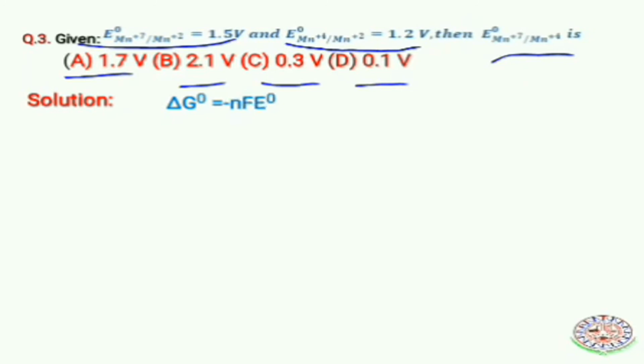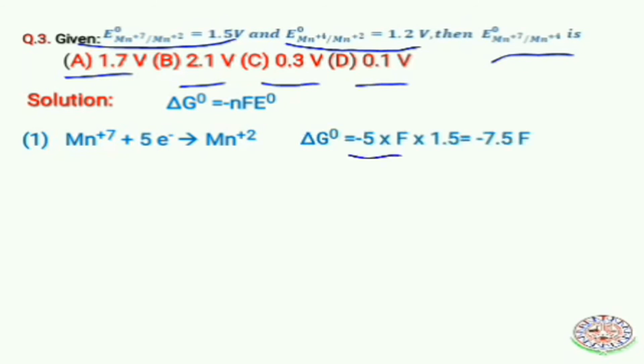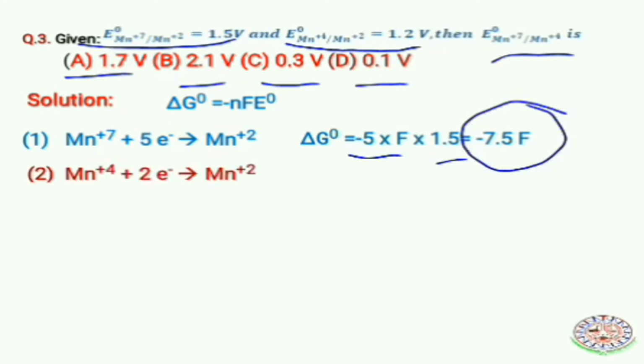You remember this equation, delta G naught is equal to minus nFE naught. Equation 1 you can write for Mn+7 to +2, that is a 5 electron reduction. Mn+7 becomes Mn+2, accepting 5 electrons. Delta G naught becomes what? n is 5 here, and E naught is 1.5, so it becomes minus 7.5 F. Equation 2, Mn+4 to +2, a 2 electron reduction. Delta G naught becomes minus 2 into F into 1.2, that is equal to minus 2.4 F.